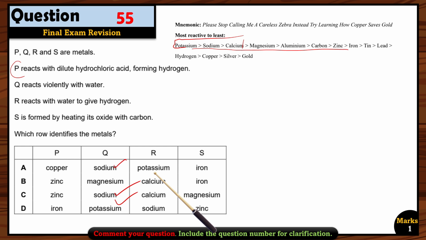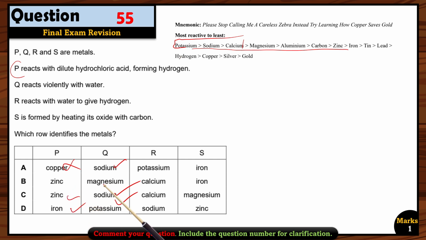Now out of these 3 options, if you see, P reacts with dilute HCl, so it should not be copper, right? Copper is wrong because copper comes after hydrogen. All the metals that are above hydrogen can react with the acid. So now we are left with zinc and iron. So these 2 options can be the right option.